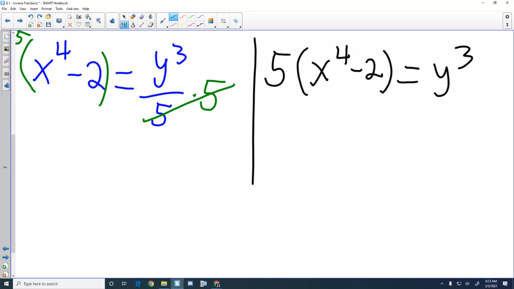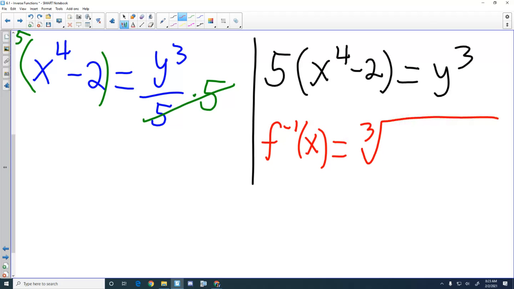Last thing, this is y to the 3rd power. How do I cancel out that exponent of a 3? You do a cube root, a 3rd root essentially, you know? And so we would say our final answer, f inverse of x equals, the whole thing is in a cube root. Cube root of 5 times x to the 4th minus 2.